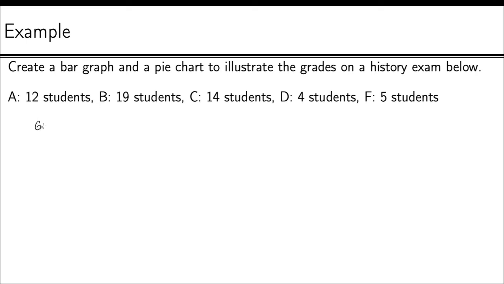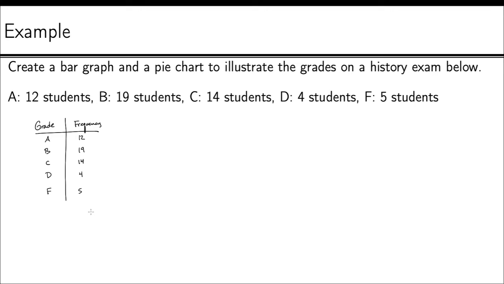So I've got grade, and then frequency. And we've got A, B, C, D, and F. And we've got 12 students that got A's, 19 that got B's, 14 that got C's, 4 with D's, and 5 F's. Okay, there's our frequency chart.